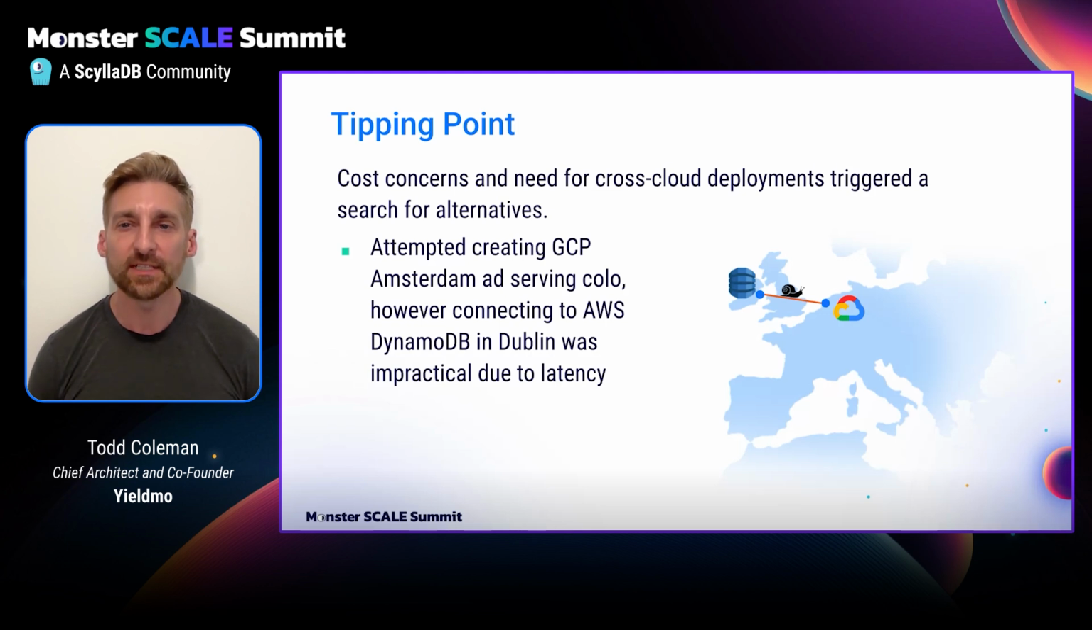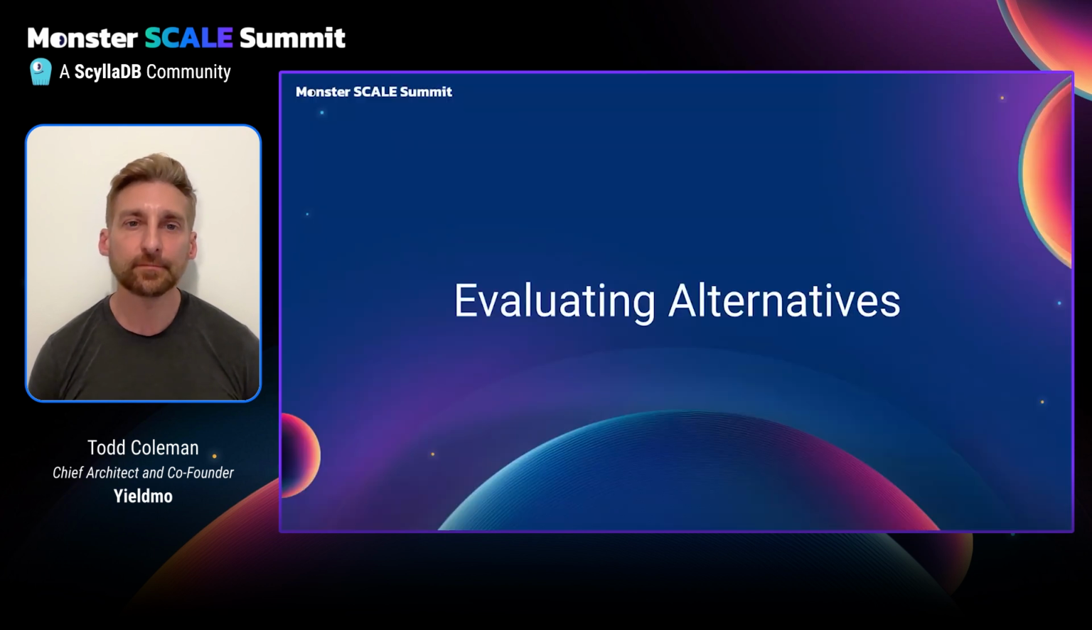Hitting our DynamoDB database from any ad server running in GCP there isn't a problem. However, when we attempted to launch a GCP-based ad serving cluster in Amsterdam while accessing DynamoDB in Dublin, the latency was far too high. We quickly realized that if we wanted true multi-cloud flexibility, we needed a database that could be deployed anywhere. So we started looking for alternatives. Let's briefly discuss some of the options we considered.